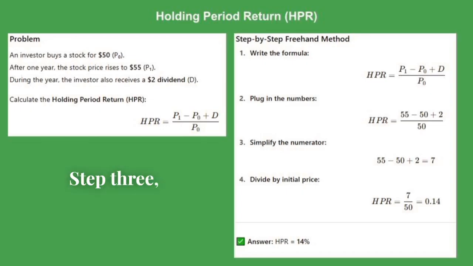Step 3, divide by the beginning price. 7 divided by 50 equals 0.14. So the holding period return is 14%.